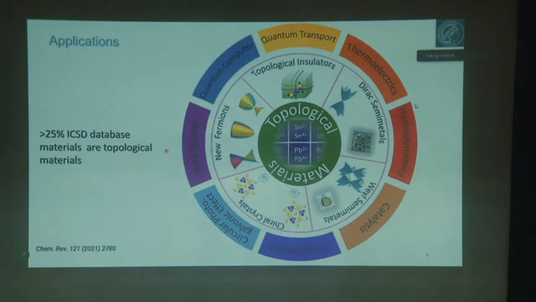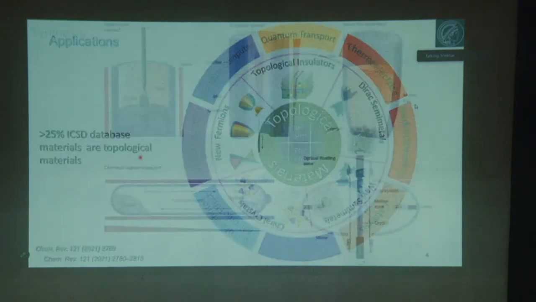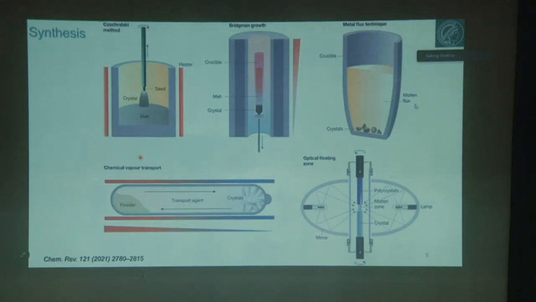When we look at this database, more than 25% of the ICSD database materials involve topological insulators or some kind of topology. So how do we grow this material? In our laboratory we mainly develop five methods: the Czochralski method, Bridgman method, flux growth, chemical vapor transport, and floating zone. With all these five methods, we can grow a variety of single crystals, independent of whether they are magnetic or non-magnetic.